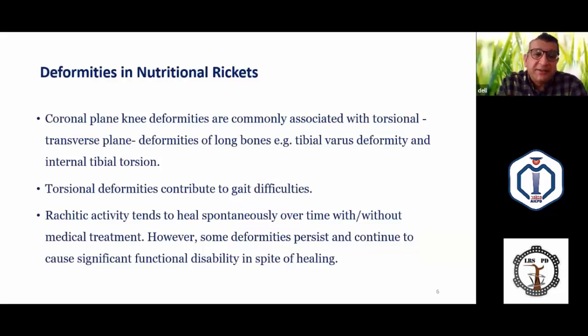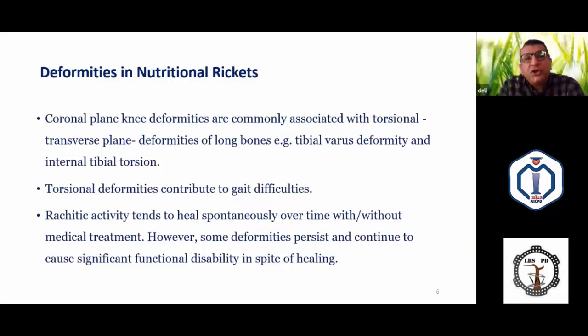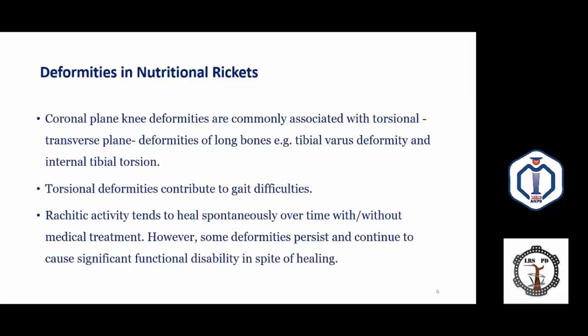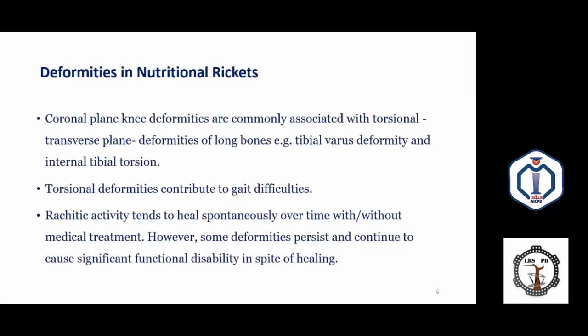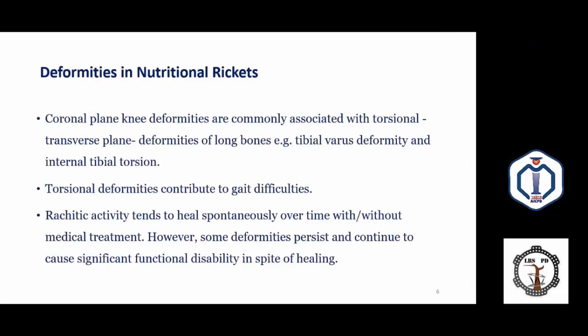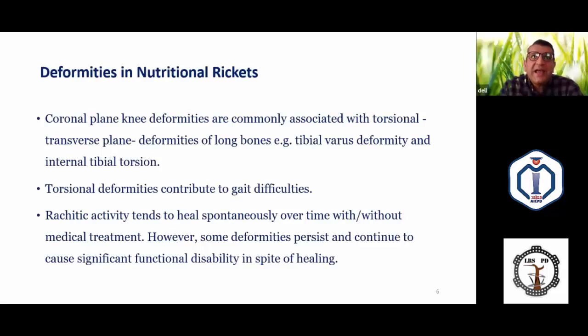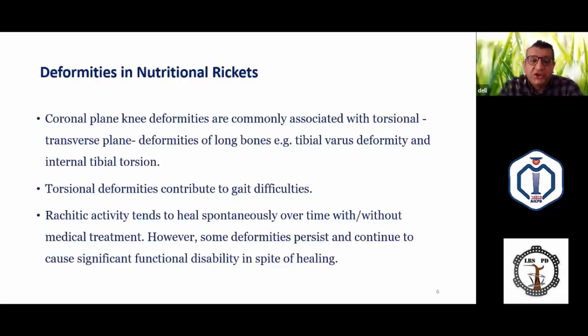Deformities in nutritional rickets, like coronal plane deformities, are usually associated with deformities in other planes. They are not simply coronal plane angular deformities. The most classic example is the tibial varus or genovarum. They are usually associated with internal tibial torsion. And these torsional deformities, in addition to the angular deformities, contribute greatly to the gait impairment that these children suffer.